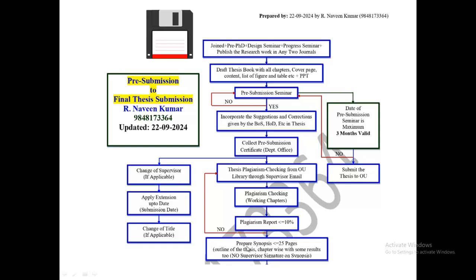Okay, synopsis. The synopsis should be submitted with the thesis only. You have to give one synopsis copy. The synopsis copy should be less than or equal to 25 pages. In the synopsis you have to write the outline of the thesis chapter wise, and keep some results part in the synopsis. For the synopsis, there are no supervisor signatures. There is no certificate. Just the cover page followed by the abstract and outline of the thesis. You have to write it.